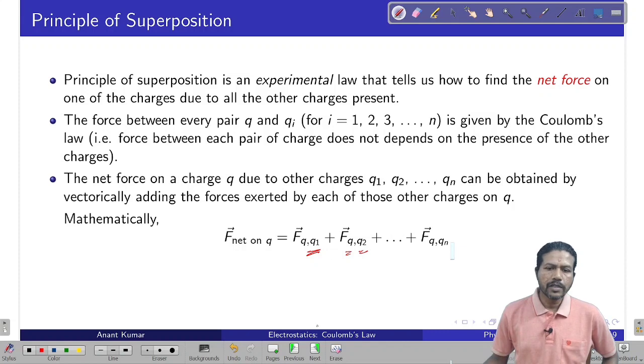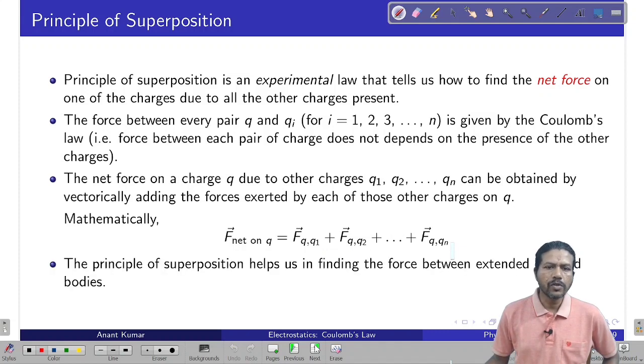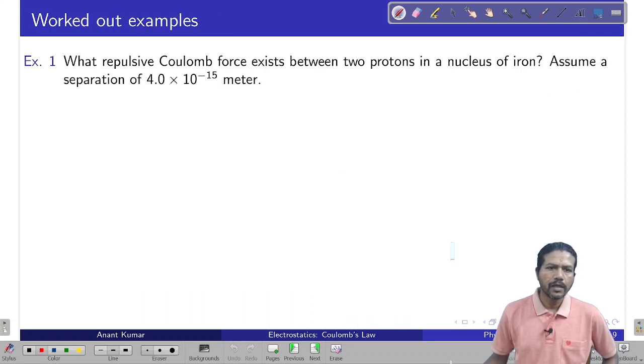This principle of superposition also allows us to find the force between extended charged bodies. We could apply the principle of superposition and some integration to find the force, for example, exerted by a rod of charge on a point charge. We shall see some examples over there. So let us work out some examples. We consider a few examples of force calculation.